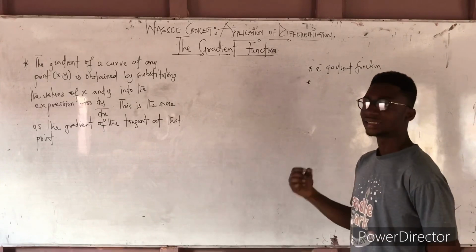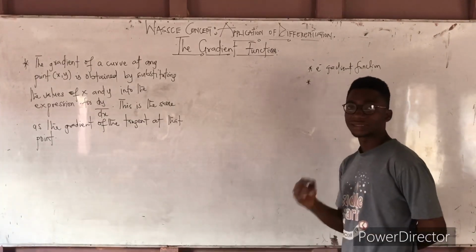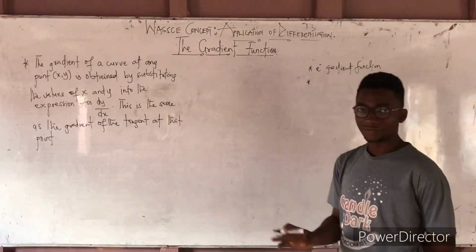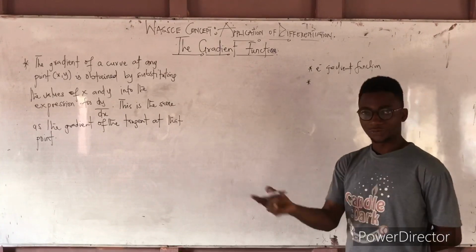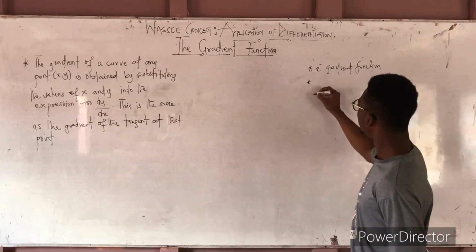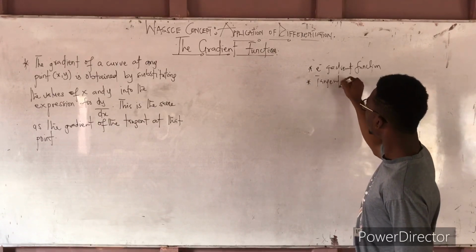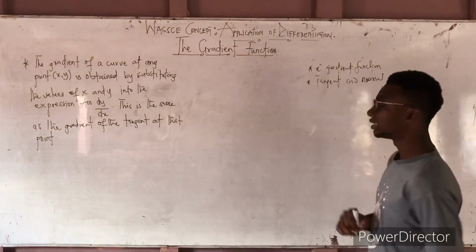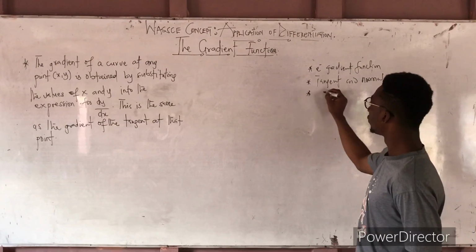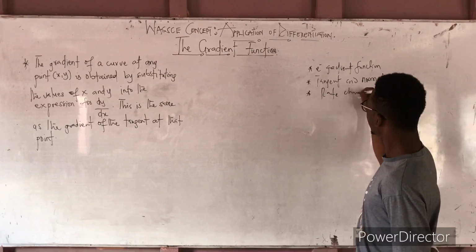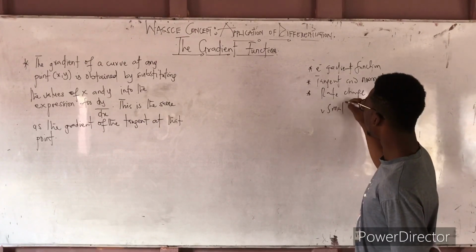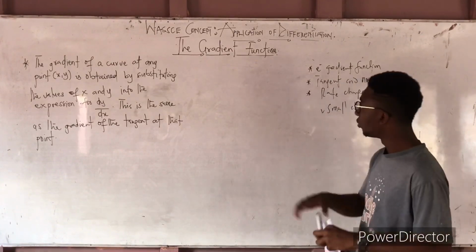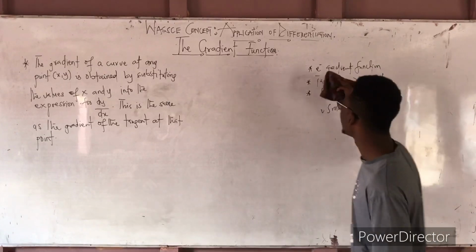That is the gradient at any point on a curve. You can apply differentiation to find that particular gradient. Again, you can use the application of differentiation to find the tangent and normal to a curve. You can also use it to find the rate of change, either in small changes and many more.